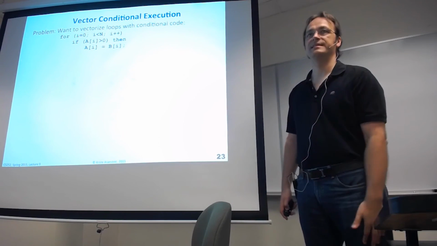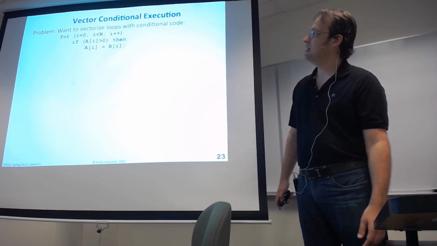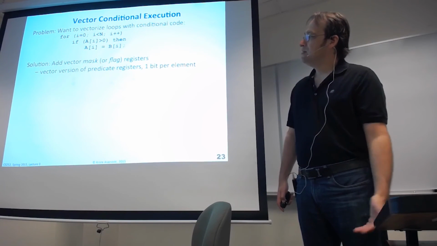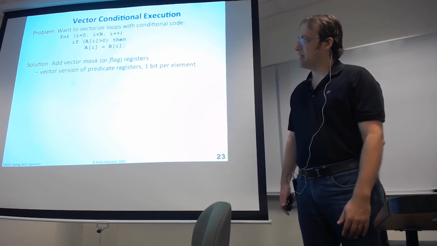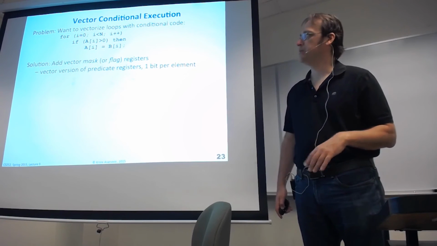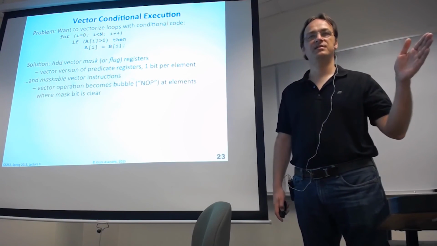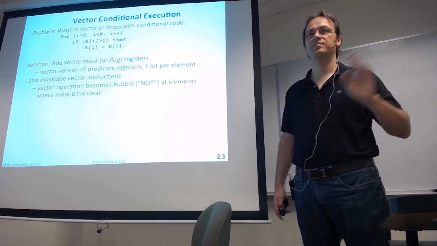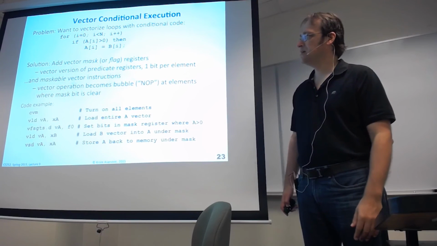The other thing to talk about is conditionals. So code has ifs and thens and takes branches. In vector machines, the solution people came up with was to add vector mask registers, or sometimes flag registers, as they call them. This is just a vector version of predicate registers, where there's 1 bit per element. Basically you mask off the ones you want to do, and where the mask is clear, you just don't do the operation at those element positions.